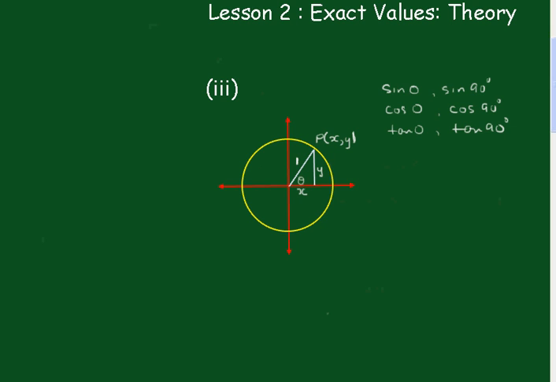Okay, we're going to have sine of 0, that one first. Now, as theta goes towards 0, we can see that y will go towards 0. But the sine of theta is equal to y, or y on 1. Therefore, the sine of 0 is equal to 0 in the limit.